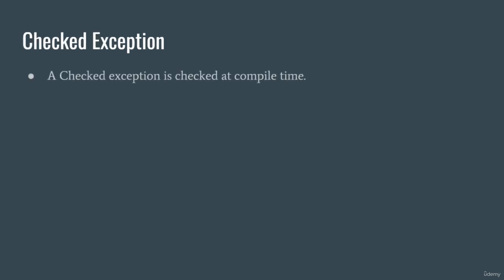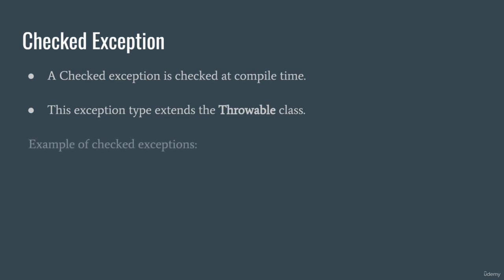Then checked exceptions. Well, they are exceptions which are checked at compile time. So pretty much in our code, we write this ourselves. This exception type extends the throwable class. So there's a class called throwable, which takes care of the exception functionality. And examples of checked exceptions would be the input-output exception, so IO exception, or the SQL exception, and there are a bunch more.